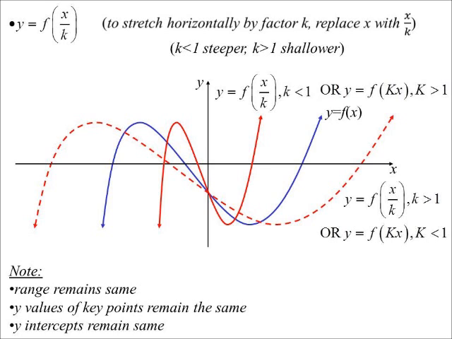In this case, the y's are staying the same, so the range would stay the same, but the domain might change. The x-intercepts might change, the y-intercepts will still be the same. The y value of the key points stay the same, but the x values change.